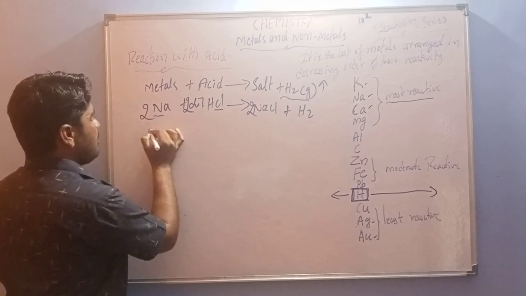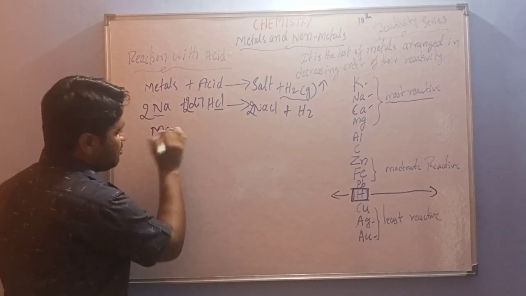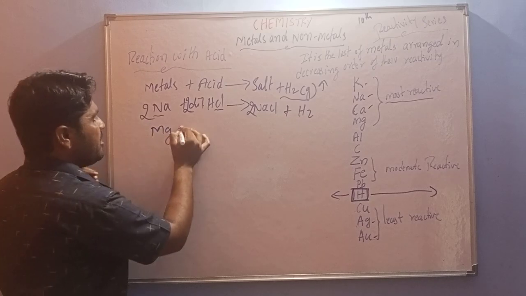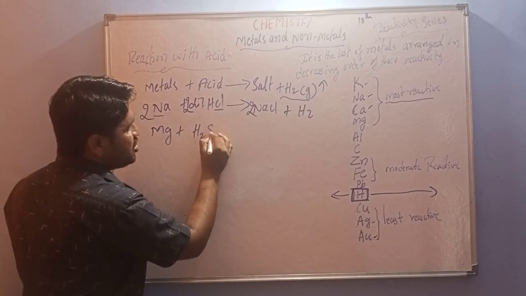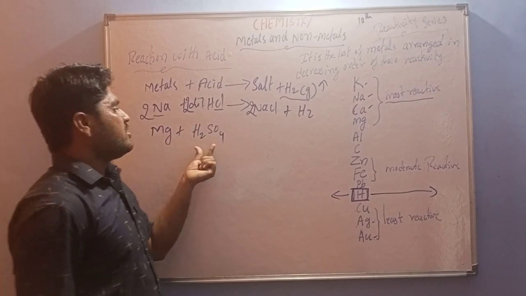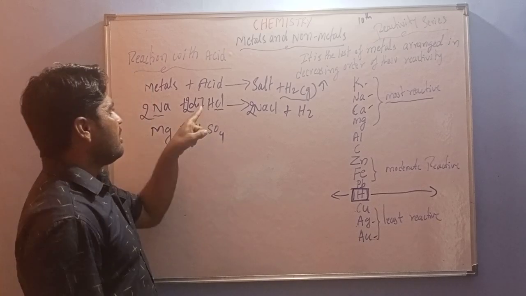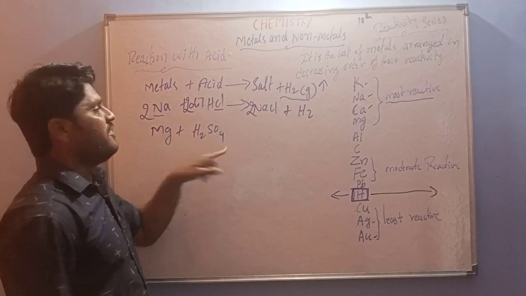That is magnesium metal, Mg. This magnesium reacts with H2SO4, which is sulfuric acid. Okay, this is hydrochloric acid, and this is sulfuric acid.